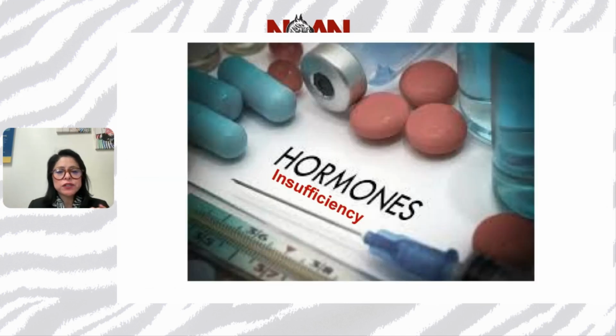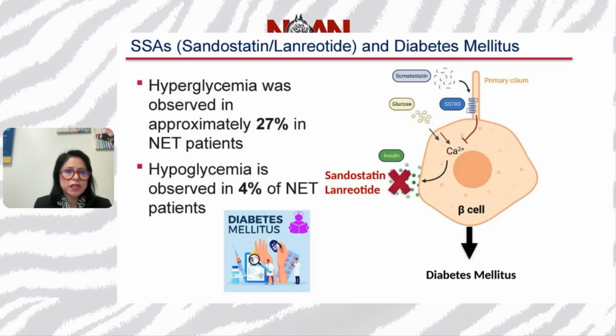Now, just briefly, let's talk about hormone insufficiency. We talked about hormone excess, but I think it's important to know that some of the medications that we provide can also cause hormone insufficiency. That's why in a patient with neuroendocrine tumors, I always advise, if it's possible, to have an endocrinologist who can manage some of these symptoms.